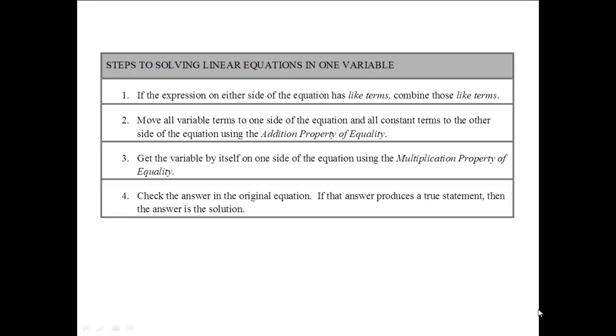These are steps to solve linear equations in one variable. If the expression on either side of the equation has like terms, combine those like terms. Secondly, move all variable terms to one side of the equation and all constant terms to the other side of the equation using the addition property of equality.